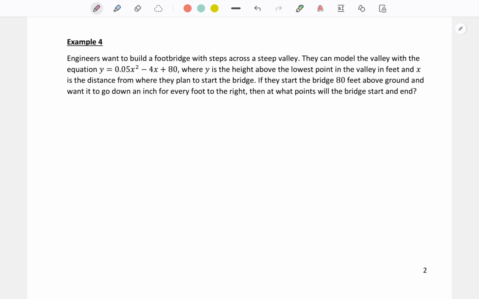Where y is the height above the lowest point in the valley in feet, and x is the distance from where they plan to start the bridge. So if they start the bridge 80 feet above the ground and want it to go down an inch for every foot to the right, then at what points will the bridge start and end?